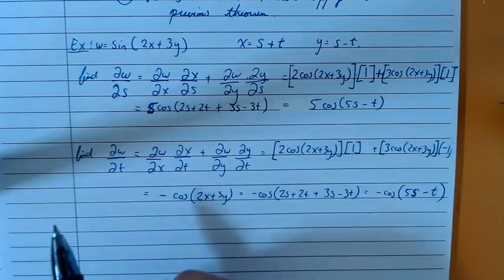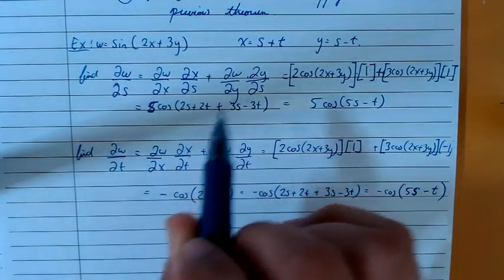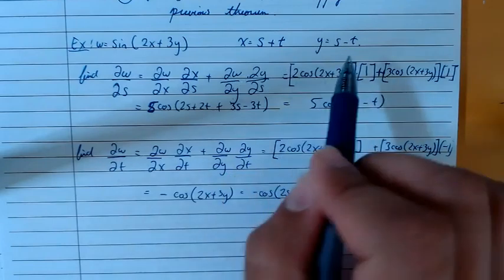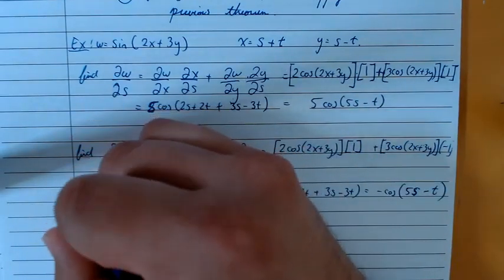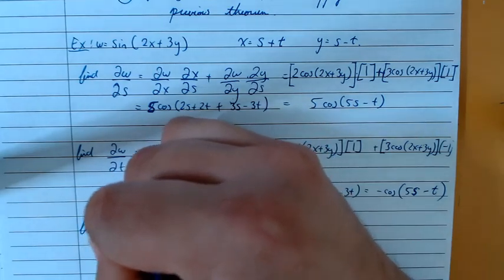So here, I'll just do one of these. Let me just go ahead and do this last one right here. This one you just did. Let me go ahead and do that just by straight up substitution. So same question, I'm going to go ahead and find del W del T.